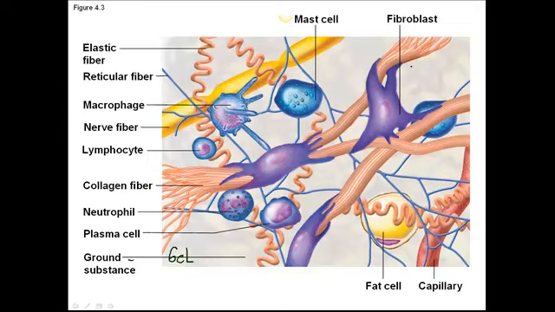These are fibroblasts. This is the cell which creates these collagen fibers here. These are the collagen fibers. This is the reticular fibers. That's your elastic fiber. And they're all produced by this fibroblast. Okay.